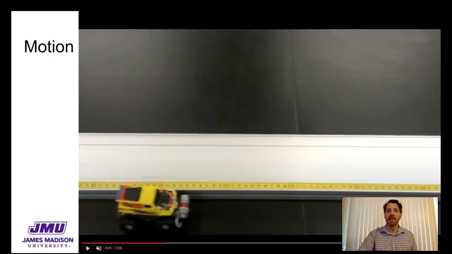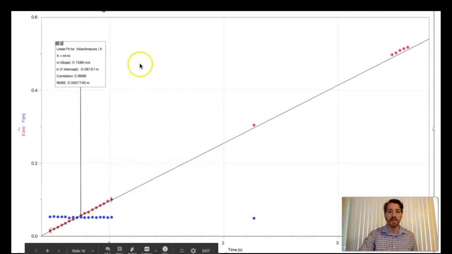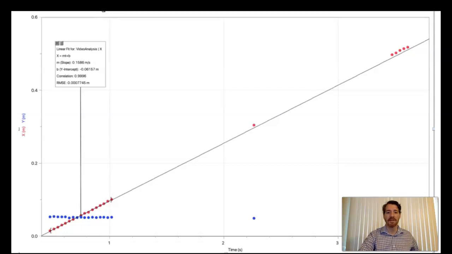So what I'd like you to think about is, what would a steeper slope mean? What would it mean if this graph here were much steeper, like say, like this? So give that some thought and then take a look at the next video.